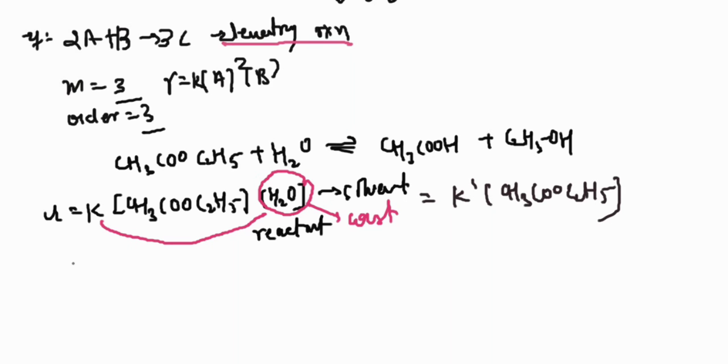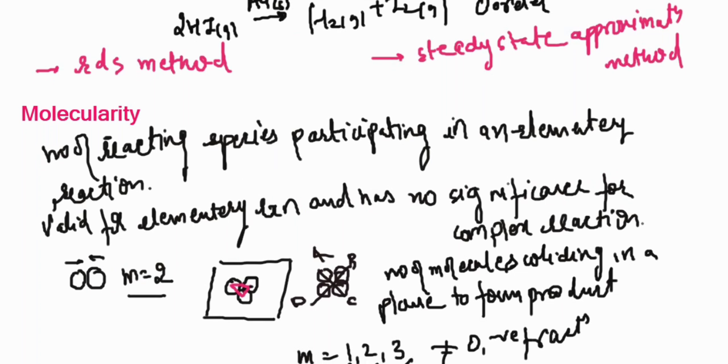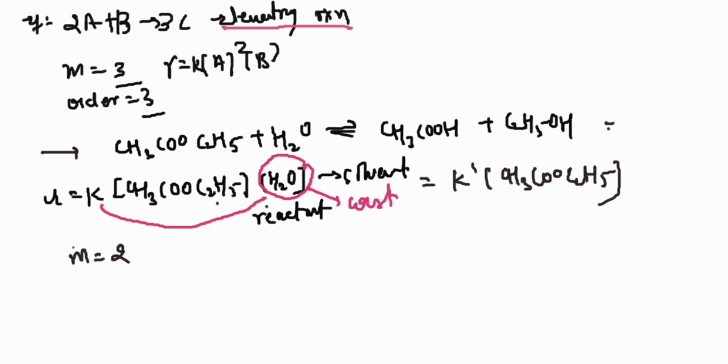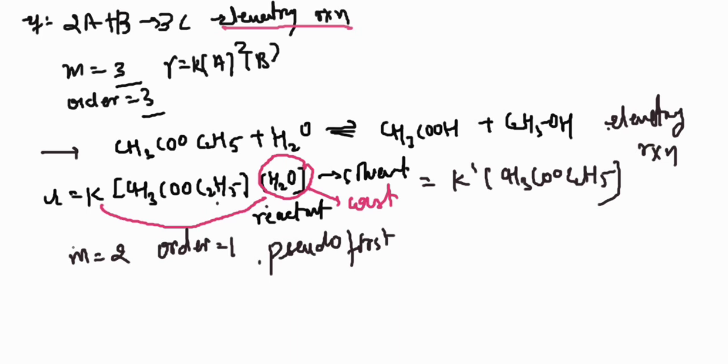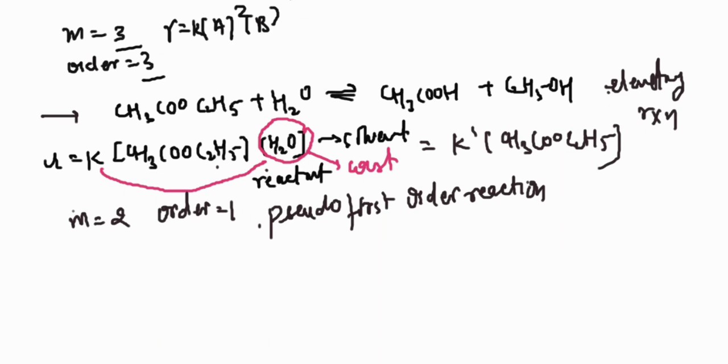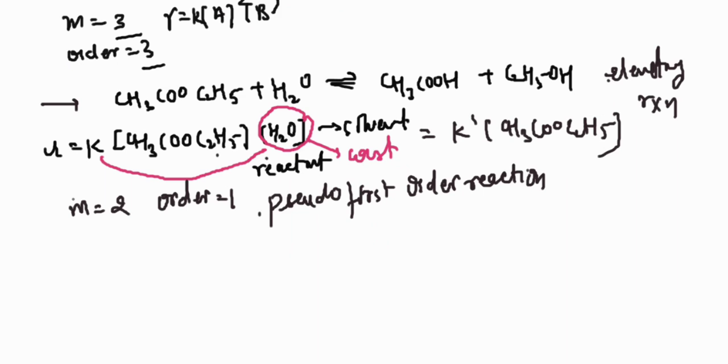Now what is the molecularity of this reaction? Molecularity is 2, because two reacting species are participating, and it is also an elementary reaction. Now what is the order of the reaction? Order comes out to be 1. So here it is called a pseudo first order reaction. Because the molecularity is 2 and order is 1, it is not necessary that molecularity equals order.